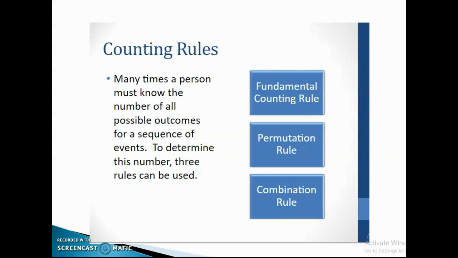Counting rules. Counting rules help us to know about the number of all possible results of an experiment without actually listing them. The solutions of many problems in probability may require some knowledge of rules of counting, and many times a person must know the number of all possible outcomes for a sequence of events. To determine this number, these three rules can be used. Number 1 is Fundamental Counting Rule. Number 2, Permutation Rule. And number 3 is Combination Rule.